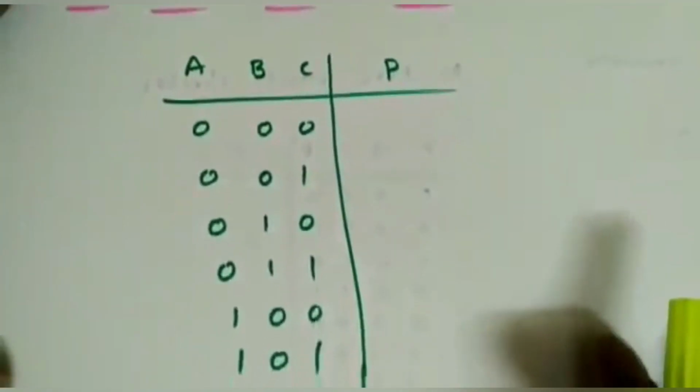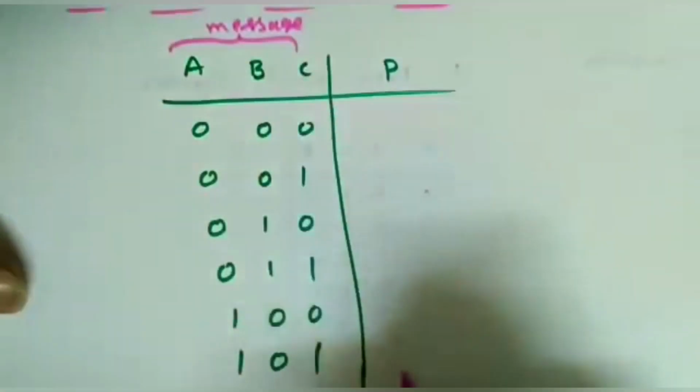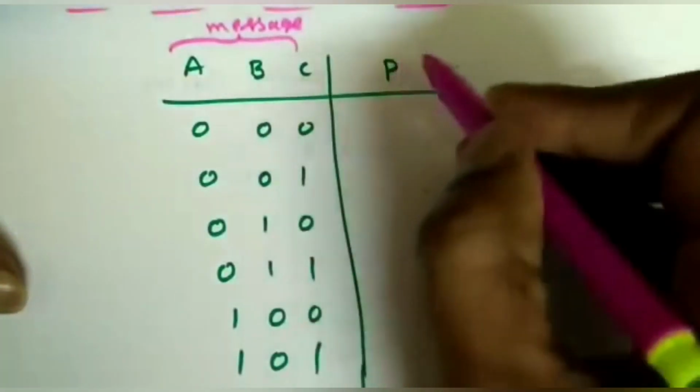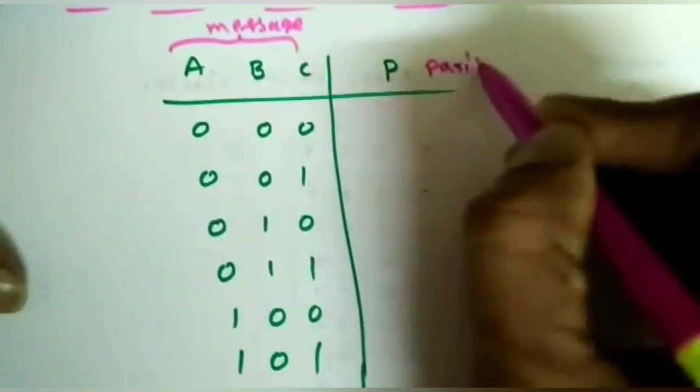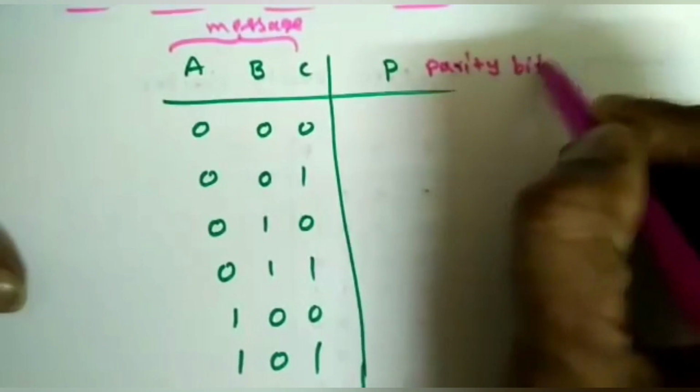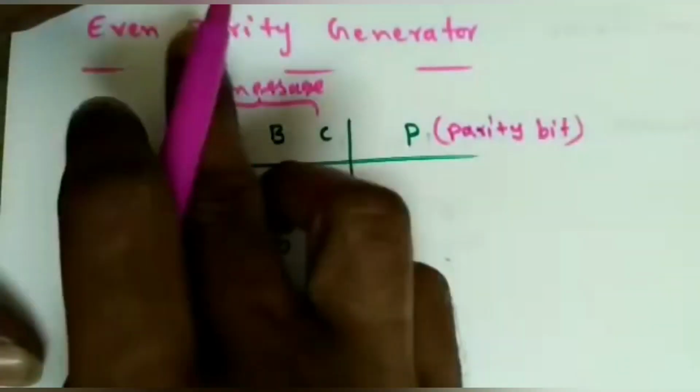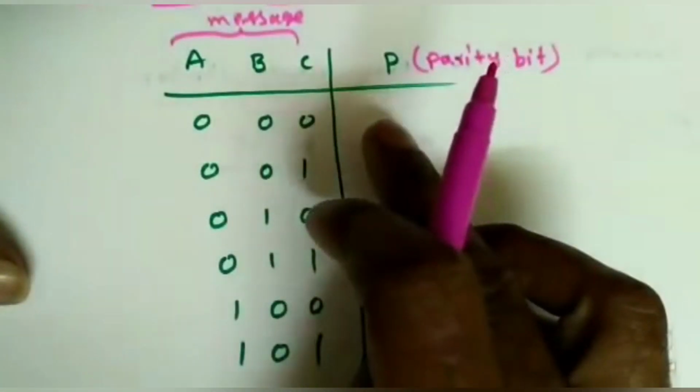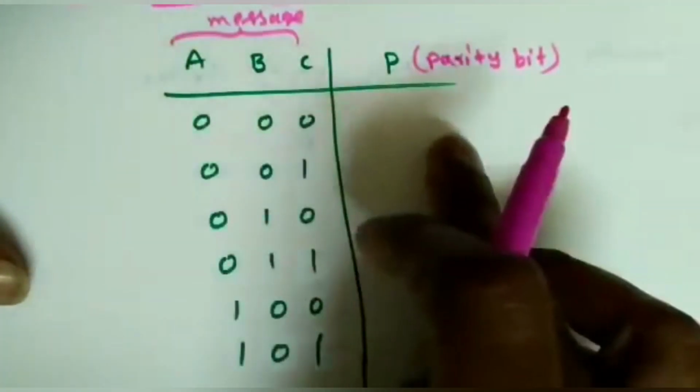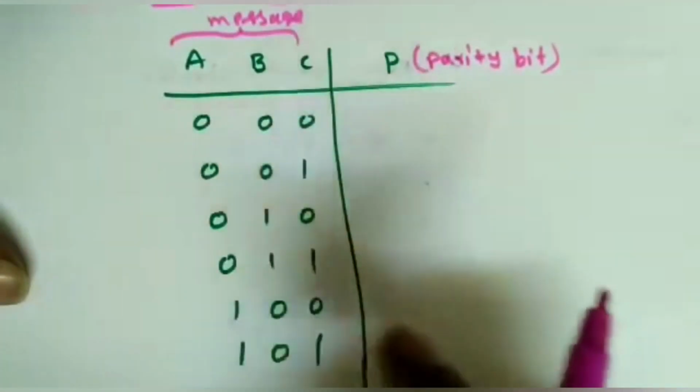Now we will see the even parity generator. Suppose these inputs are the message bits. I am sending 3 bits. Apart from the 3 bits we need to add one more bit, which is called the parity bit. The condition here is even parity, that means including this parity bit, the number of ones present in these bits will be even.